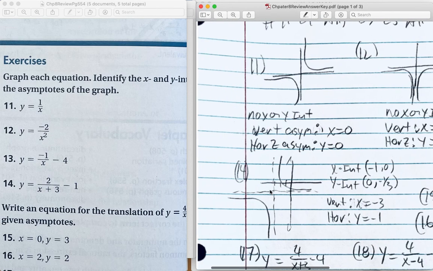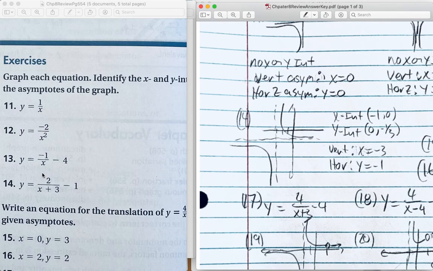Number 14, we have a rational function with a couple of things going on. It's going down on the y-axis by 1, and it's going to the left. This plus 3 means it's going to the left by 3 units. So our rational function shifts to the left 3, shifts down 1, and that is our graph. I'm sorry, we have an x-intercept at negative 1, 0, and a y-intercept at 0, negative 1/3. We have a vertical asymptote at negative 3, and a horizontal asymptote at negative 1.